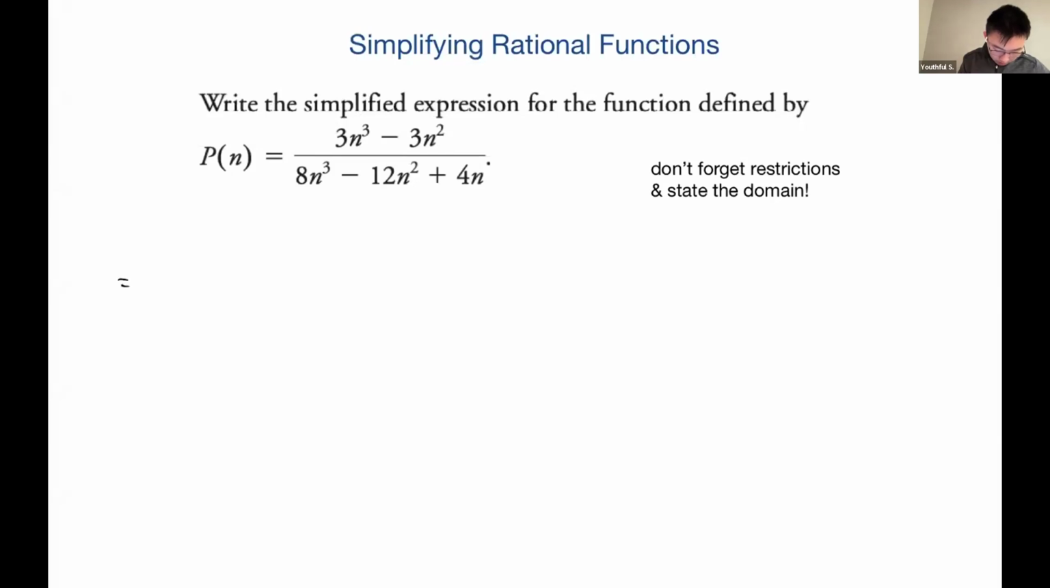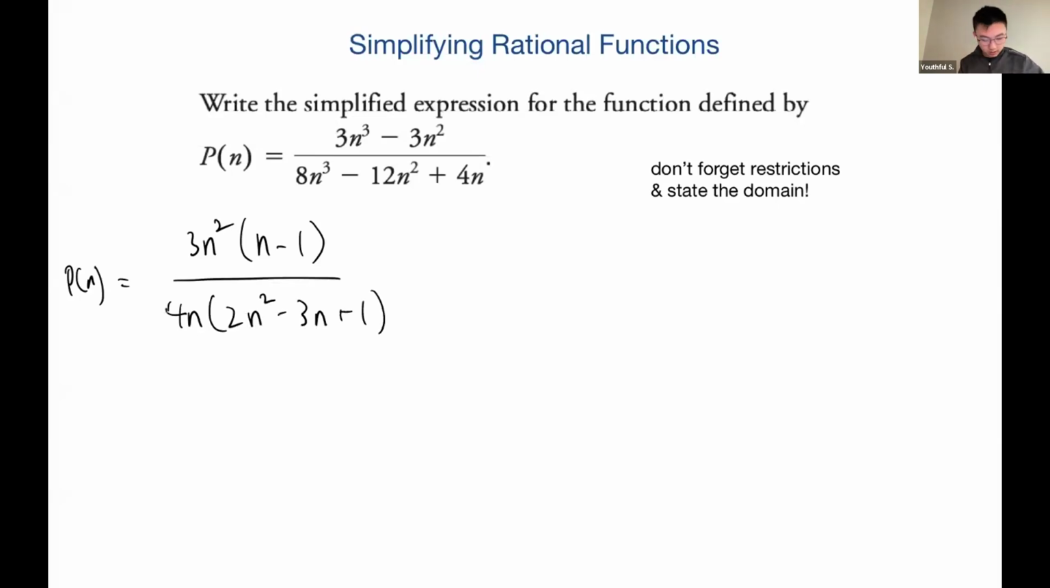So we have P of n is equal to, at the top, we can factor out the 3 and also an n squared. So we'll get n minus 1. In the denominator, we can factor out a 4. So just take a look at the constants first, and then look at the variable. We can factor out an n. So what's remaining would be 2n squared minus 3n plus 1.